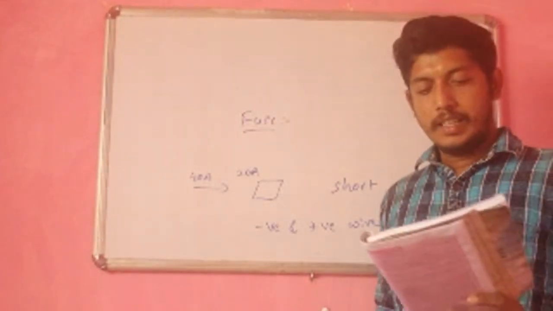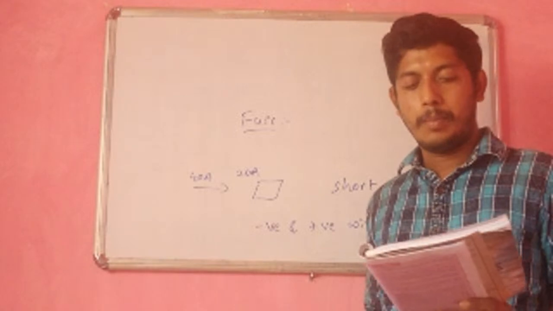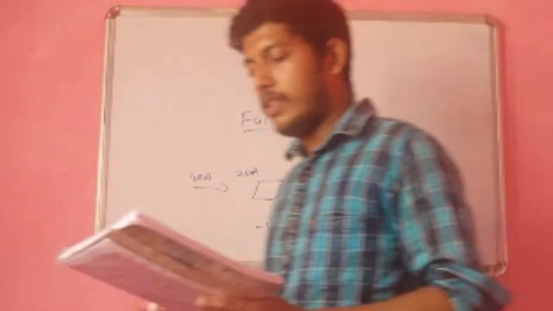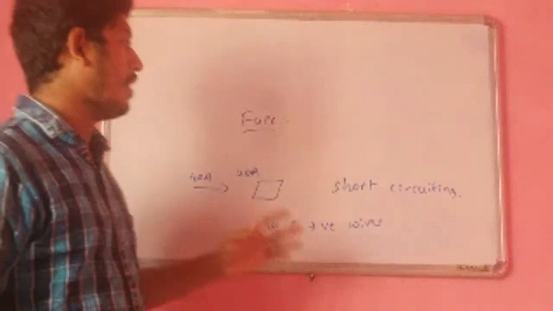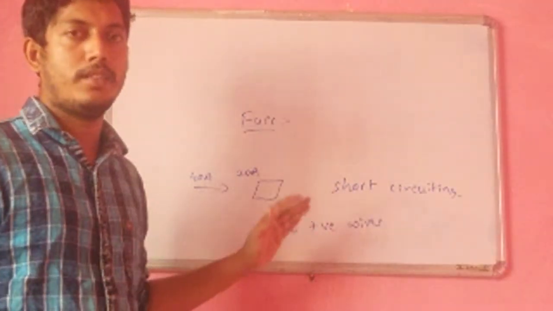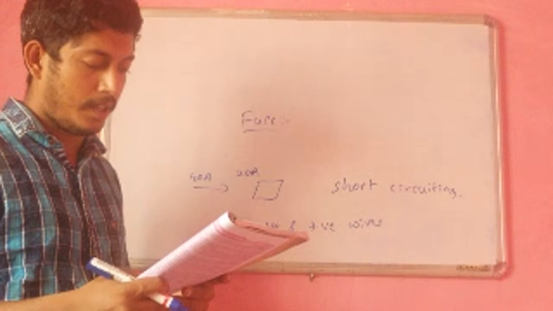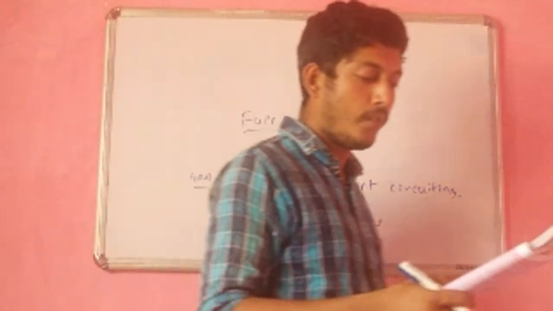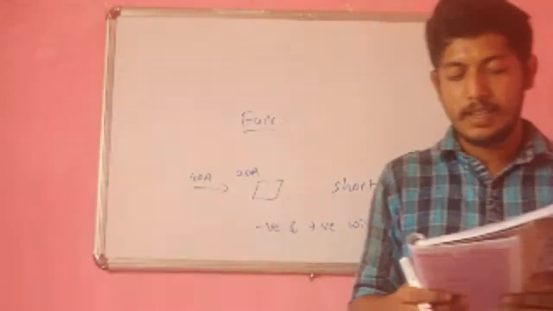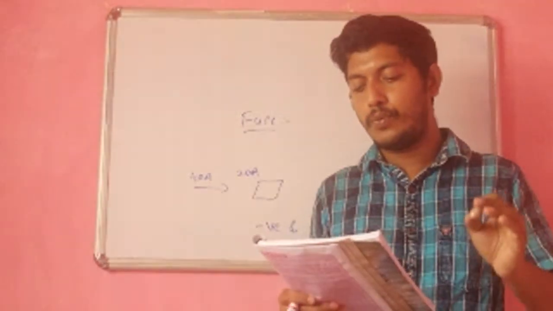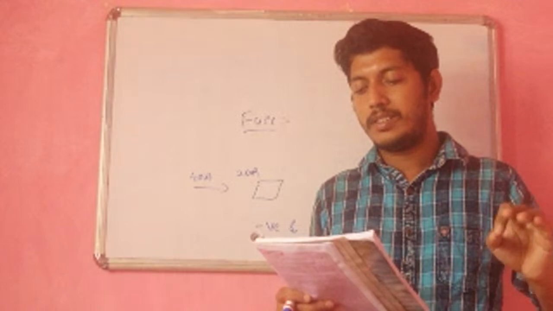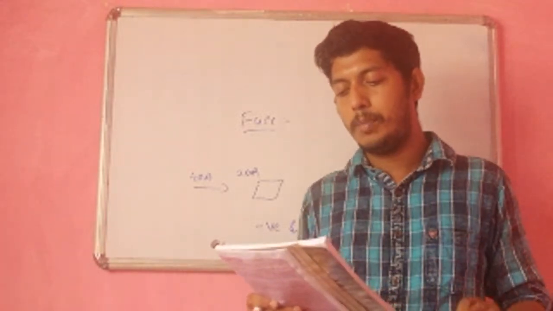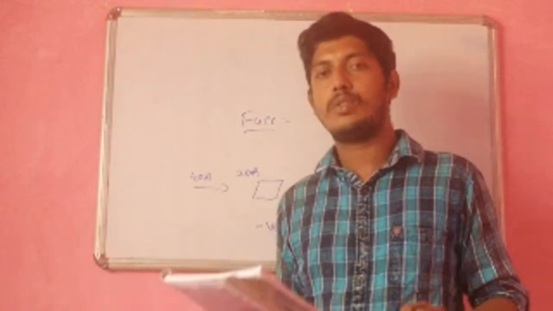And in that case, the current increases abruptly, and the device is damaged due to short circuiting. That is given in page number 132. Overloading can occur when the live wire and the neutral wire come into direct contact. This occurs when the insulation of wires is damaged or there is a fault in the appliance. In such a situation, the current in the circuit abruptly increases. This is called short circuiting.